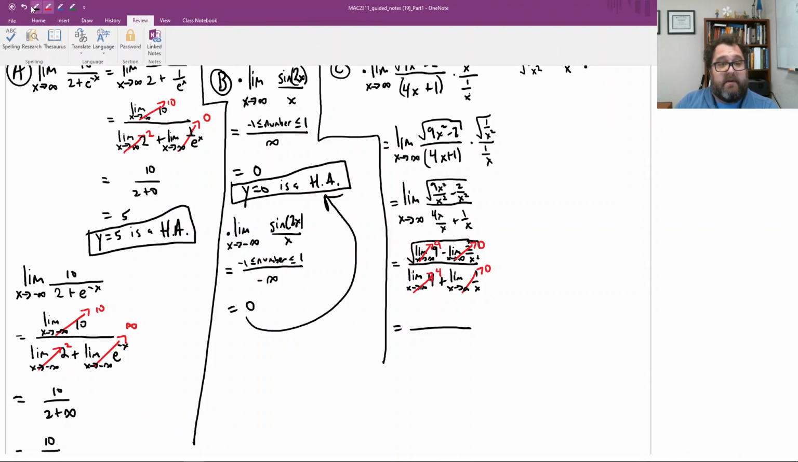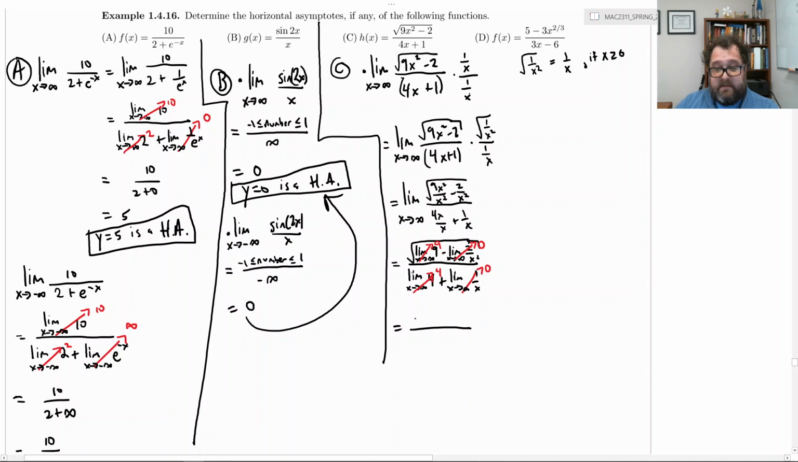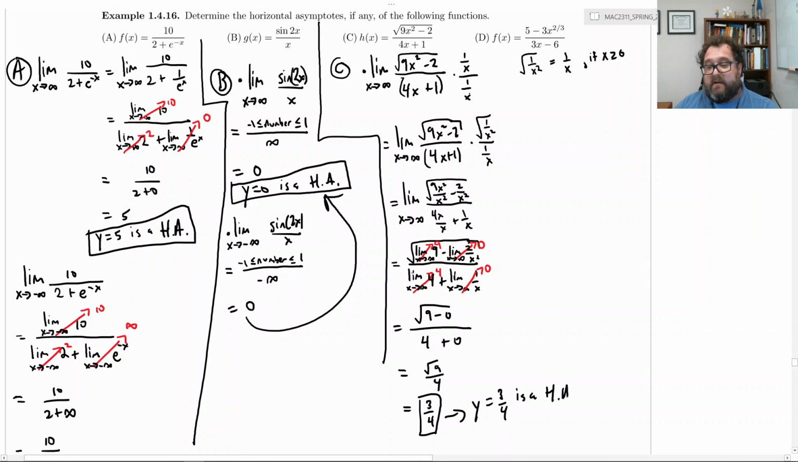So on the numerator, let's make sure to not lose our constant because we took the limit under the square root. We have 9 minus 0. And on the denominator, we have 4 plus 0. So we have square root of 9 over 4, which of course gives us 3/4. This tells us that y equals 3 over 4 is a horizontal asymptote.